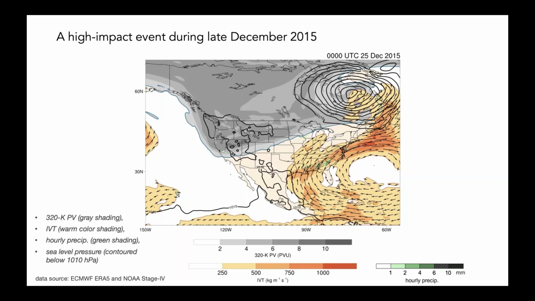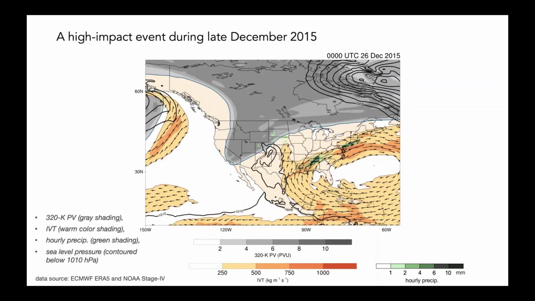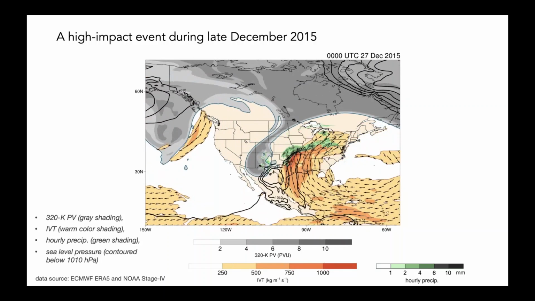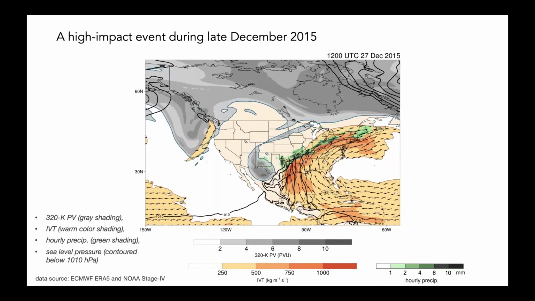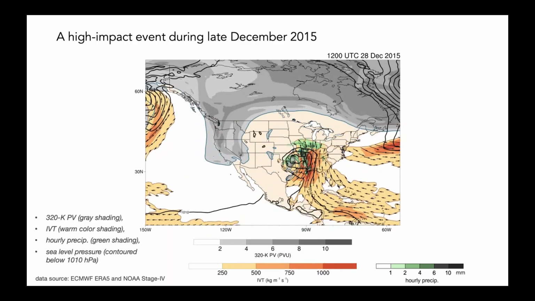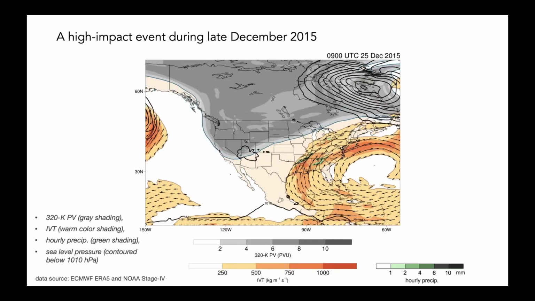I've also plotted the IVT in the warm colors and vectors, and the sea level pressure. And I've also overlaid the hourly precipitation from the NOAA Stage 4 product. I'm going to let this play through, just so you can see the evolution of all these variables with each other, through the end of December. As it starts again, I'll just point out some key features here.